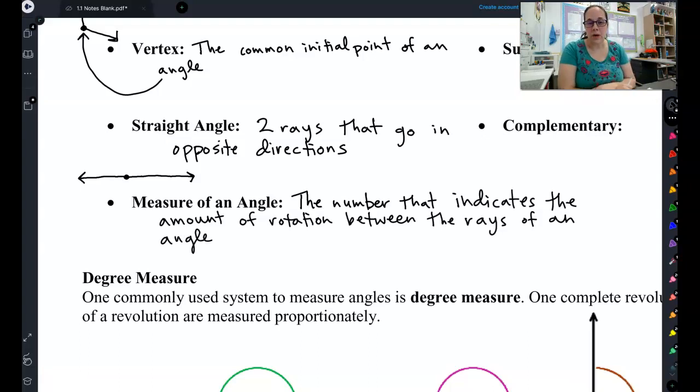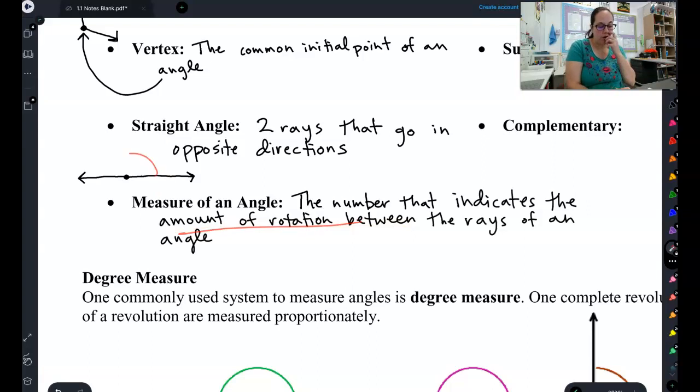So anytime we talk about degrees, we're talking about the measure of that angle, which is the amount of rotation between those rays. How far are those two rays rotated? And that's the measurement between them. So really, when we're talking about angles, we're measuring distance. The distance of the rotation between the two rays. That's what the measurement of an angle is.